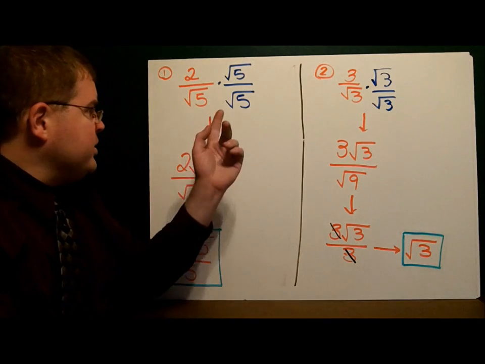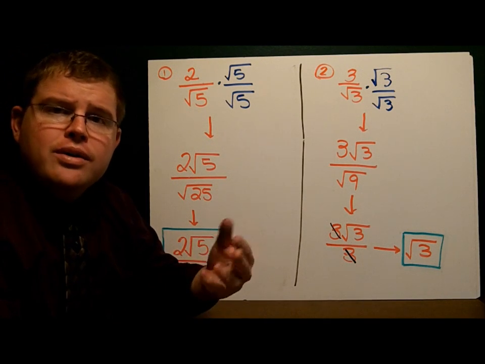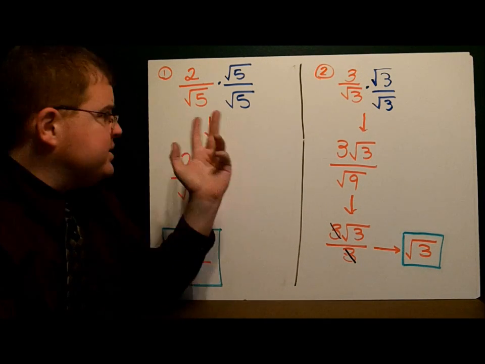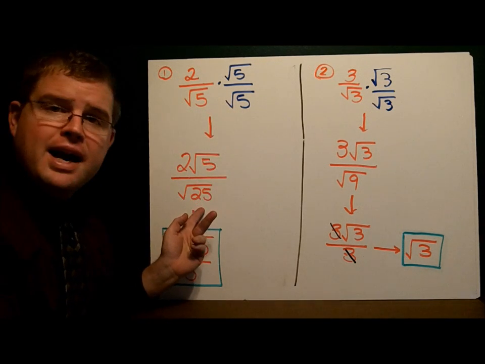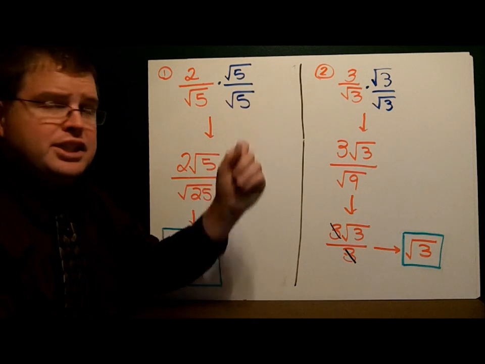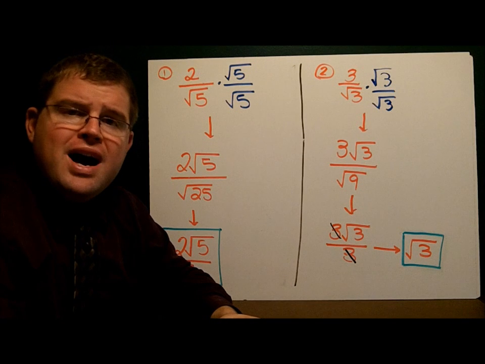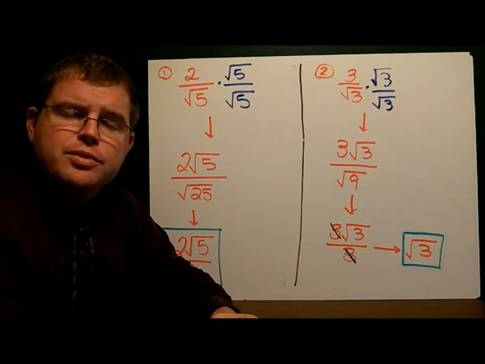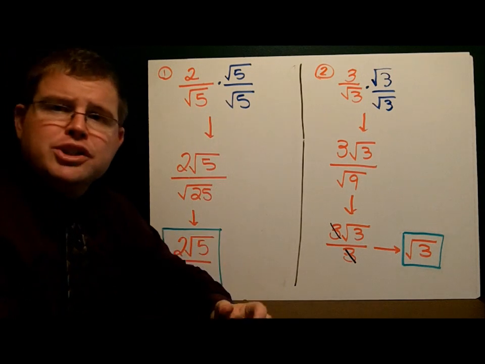Now, why did I multiply by this, and why can I do that? Well, simply put, the reason I chose those numbers is that would force me to have a perfect square in the denominator. The reason I can do that is this is really just the number 1. It's a fancy number 1, because the square root of 5 divided by the square root of 5 is really 1. So really, I'm multiplying this fraction by a special number 1.